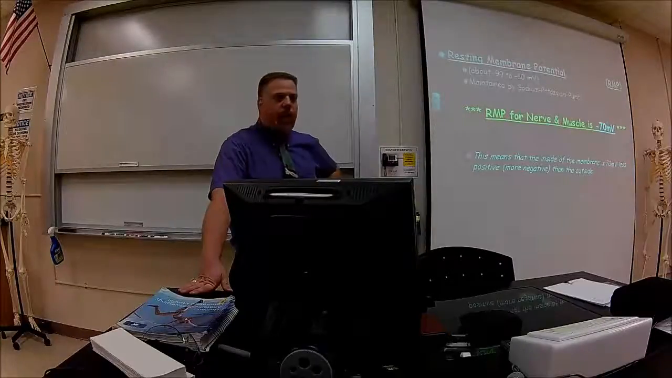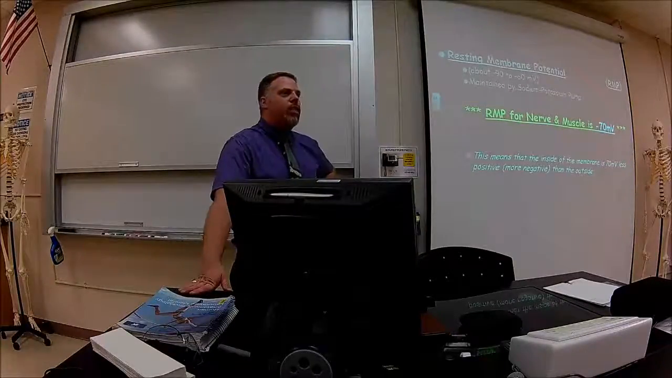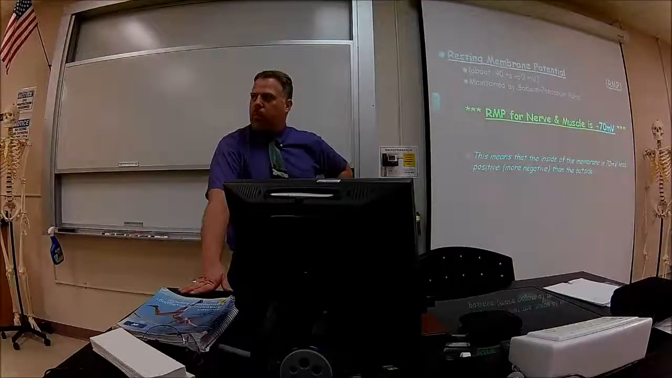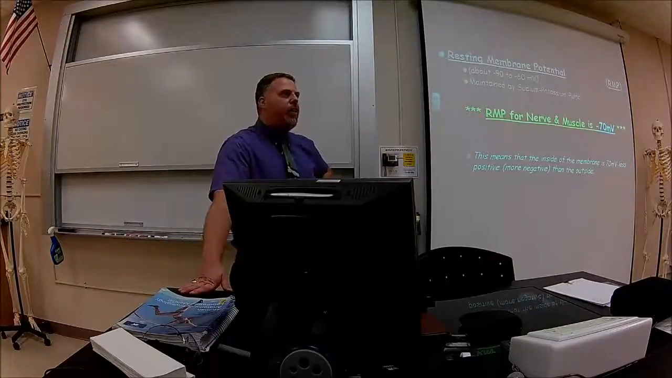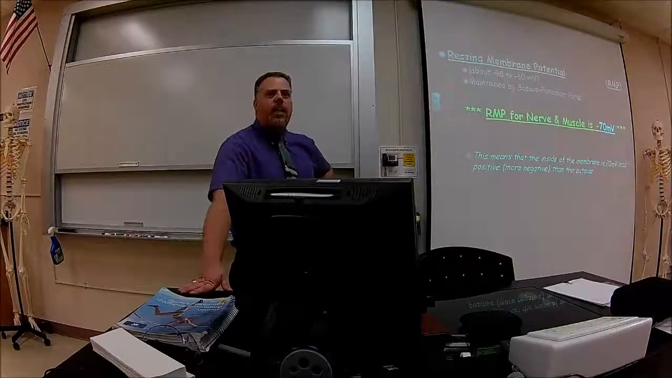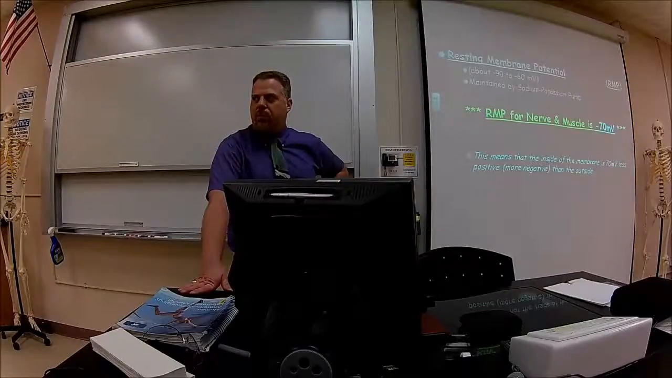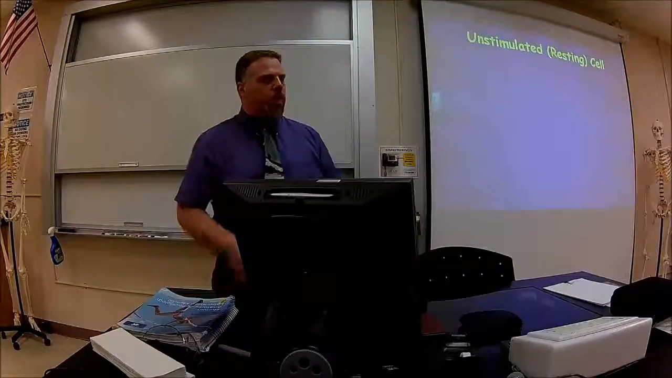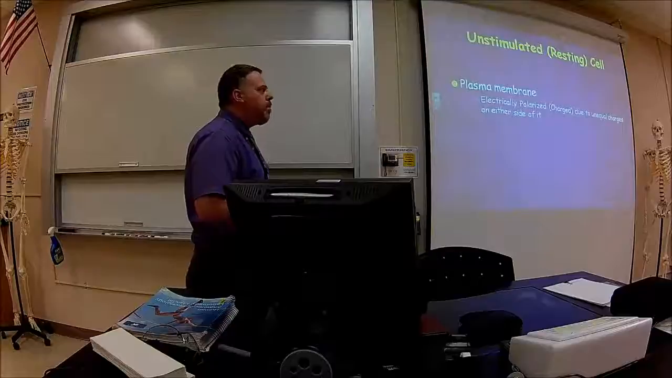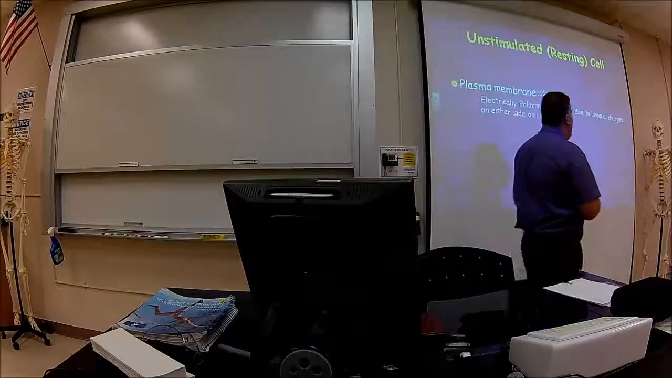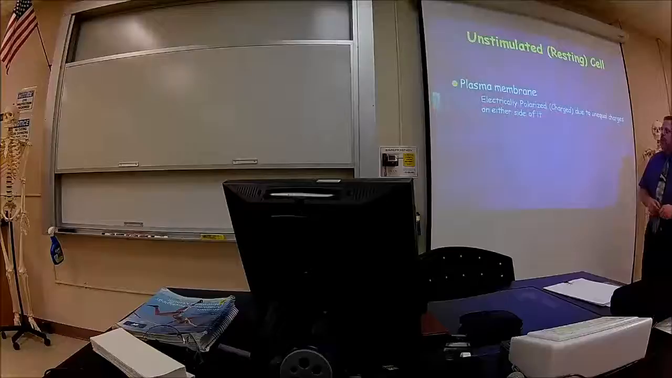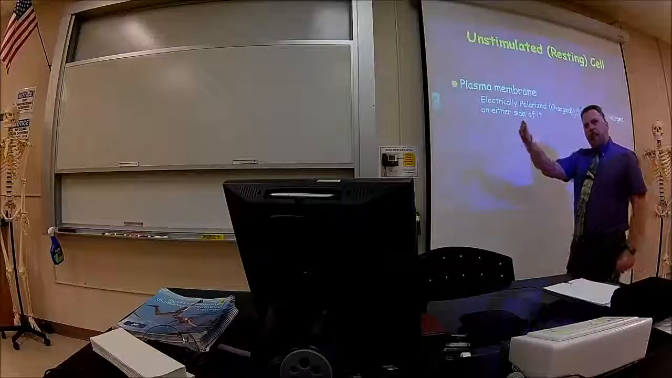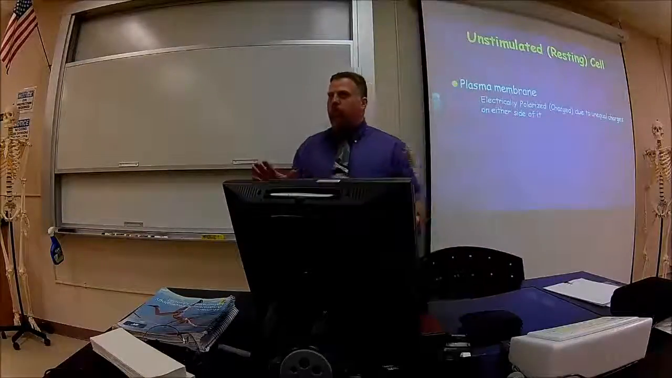You're not going to have positive 5 outside the cell and negative 5 inside the cell, because that would be 0. So it's going to be more negative inside the cell. How much negative? Negative 70 millivolts. Now, an unstimulated cell is going to be polarized, charged. And we're going to see a difference between outside the cell and inside the cell at rest.